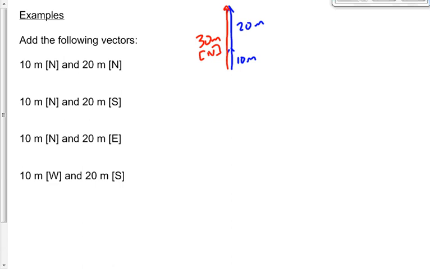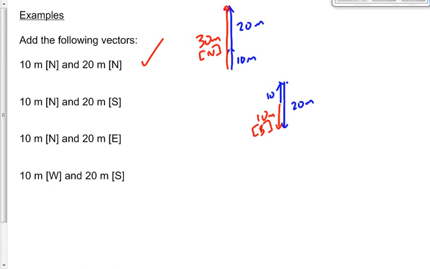Next one, 10 meters to the north and 20 meters to the south. Okay, this one's a little bit harder. 10 meters to the north, 20 meters to the south, right? Drawn front to back. See that? Front to back there. The resultant vector is drawn from start to finish or back to front. So the resultant vector will be drawn right there in red. What's the number for that going to be? 10 to the north plus 20 to the south gives me 10 meters to the south, right? Easy enough.